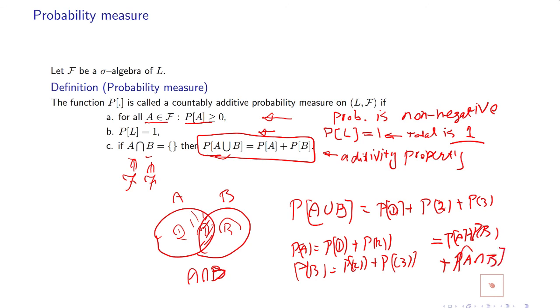And remember that part 2 is A intersection B. So this was just an example.